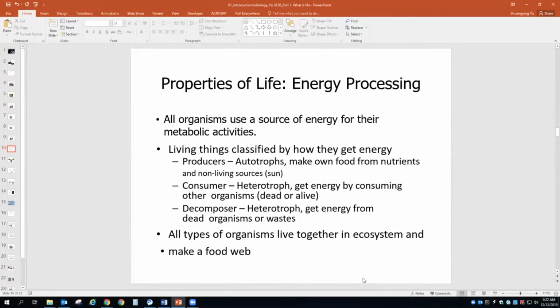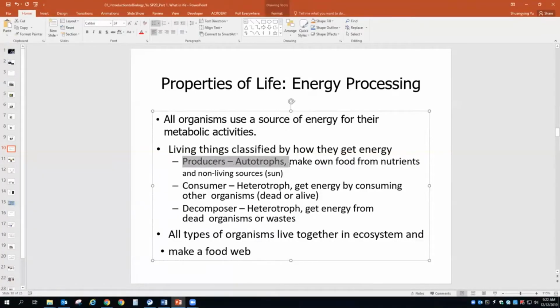Energy processing. So all organisms use a source of energy. This is how we survive. This is how we perform metabolism. So we can actually classify organisms based on how they get energy. So we have producers. Producers are also known as autotrophs, meaning they can feed themselves. They can make their own food from nutrients and non-living sources, for example, sunlight. A lot of producers or autotrophs can also use minerals from the environment to provide energy for their survival.